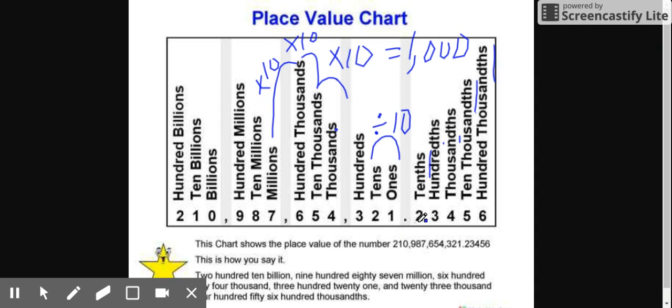So if I was just reading just to the right of the decimal, if it was just a 2 and a 3, that would be 23 hundredths because I'm going to read the last place value. If it was just a 2, 3, and a 4, it would be 234 thousandths because I'm always going to read the last place value to the right of the decimal.